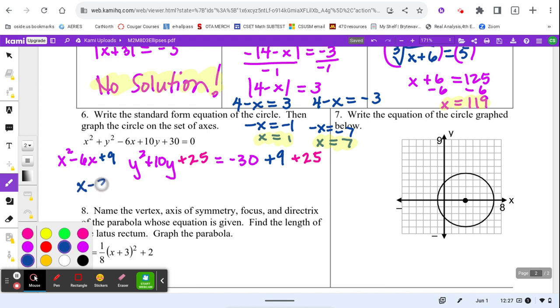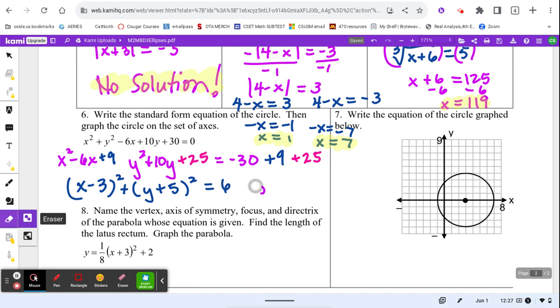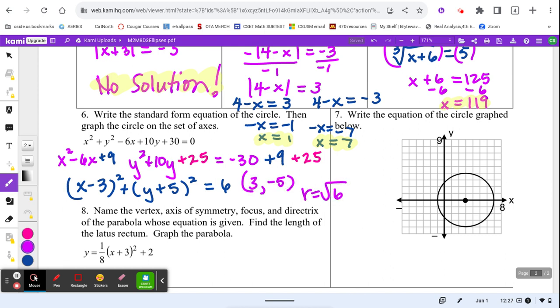This gives me the x minus 3 squared, perfect. The y plus 5 squared, perfect. Negative 30 plus 36 just leaves me 6. So my answer to this is that the center is going to be at positive 3, negative 5, and my radius is going to be at root 6. How'd you do?